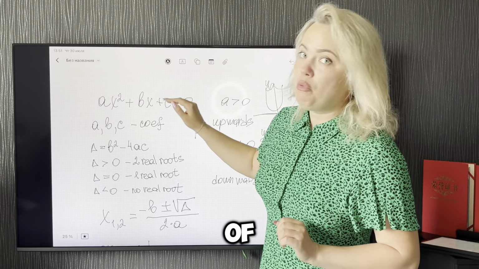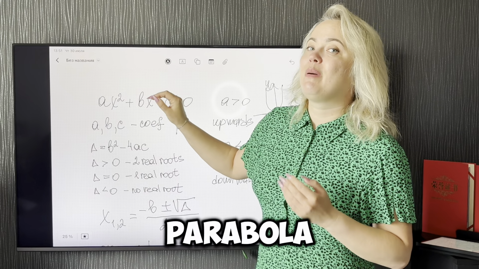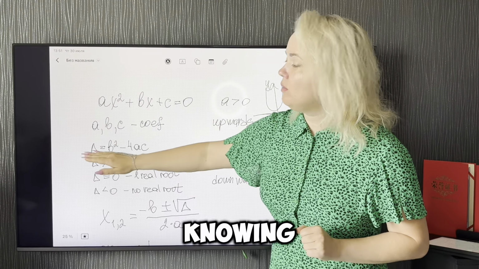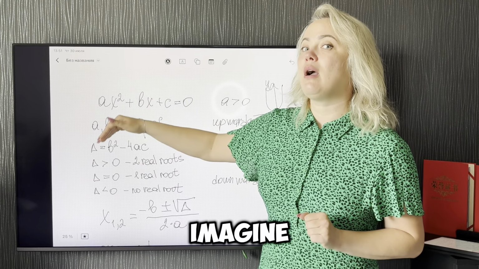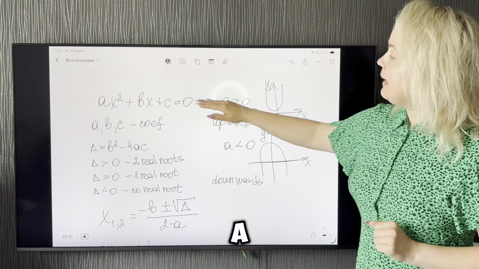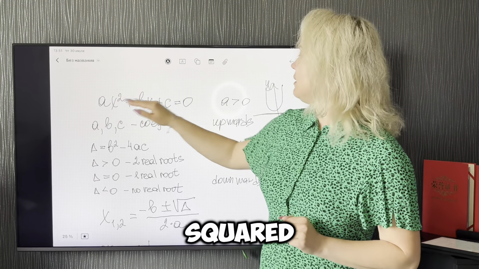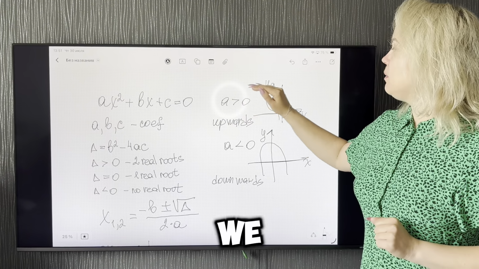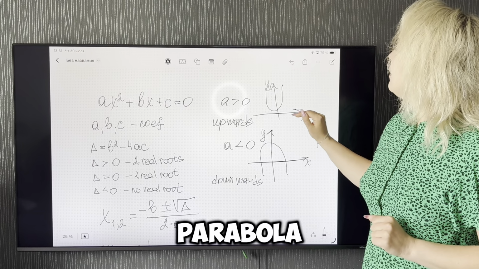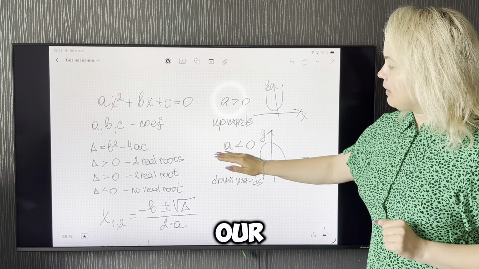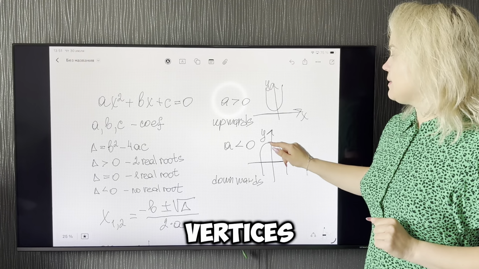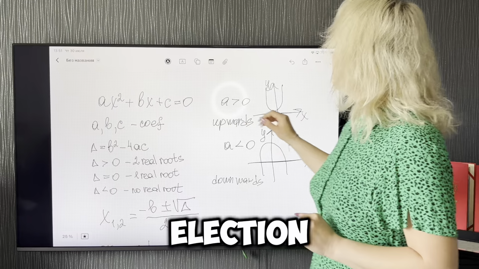The left side of our equation represents a parabola on the coordinate plane. Knowing the coefficients and the discriminant, we can imagine how our parabola will look. When our coefficient a, which is standing before x squared, is more than 0, we have an upwards parabola. When our coefficient a is less than 0, the parabola goes downwards. This is called the vertex, and we will discuss it in the next lecture.